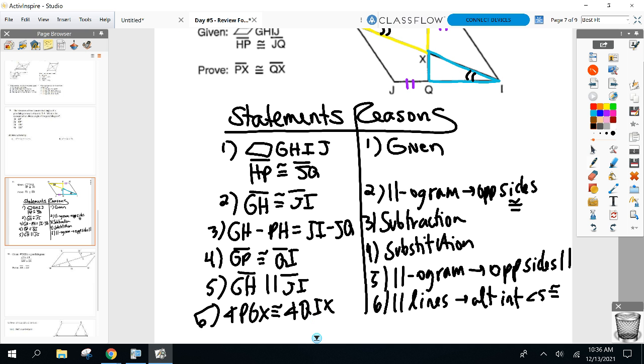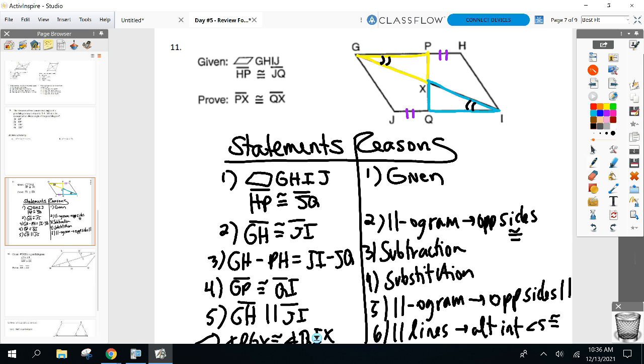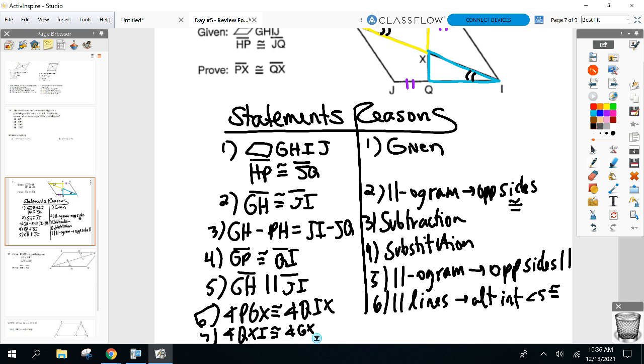Yeah, it is vertical. You can remember it. You're just playing mind games with yourself. Angle QXI congruent to GXP. Vertical, not reflexive. Get over it. Come on. Vertical angles congruent.